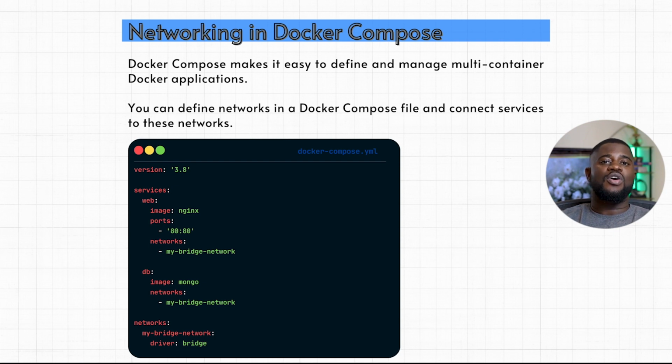Docker Compose makes it easy to define and manage multi-container Docker applications. You can define networks in a Docker Compose file and connect services to these networks. And here's an example of a Docker Compose file with network definitions. In this example, we have two services, web and db. Both services are connected to the my-bridge network, which is defined under the networks section using the bridge driver.